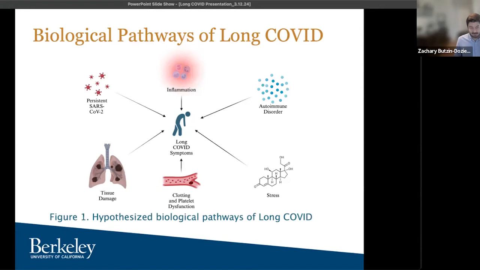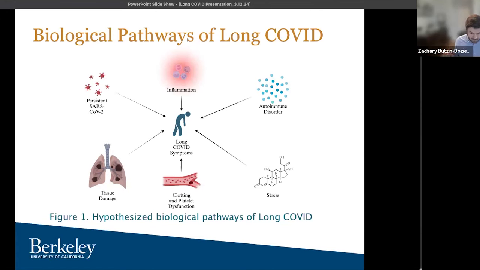So in terms of the most common hypothesized biologic pathways, we have persistent SARS-CoV-2, where we have remnants of the SARS-CoV-2 virus that causes COVID-19, and some people are unable to purge all of that virus, and that could lead to long-term sequelae of COVID-19, or long COVID.